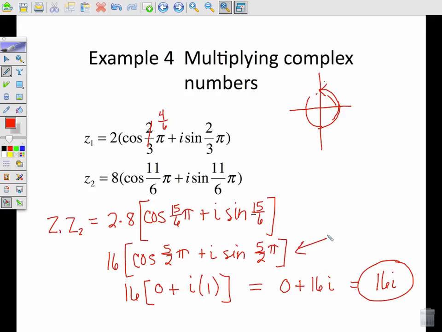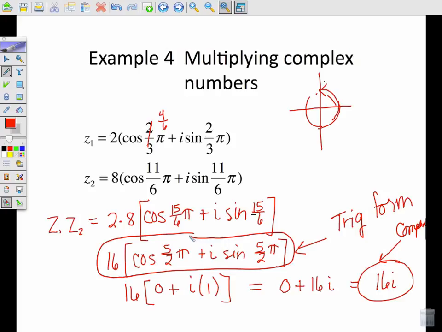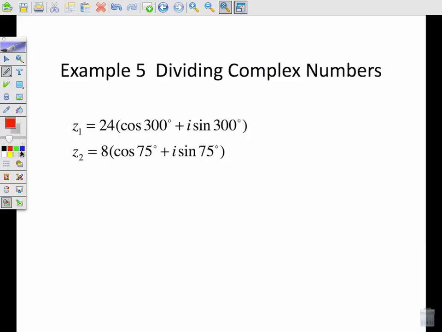All right, so right here, this is the trig form of the product. And this is the complex form. You might be required to write them in both forms. So both of these would be considered the result. They're just different forms.